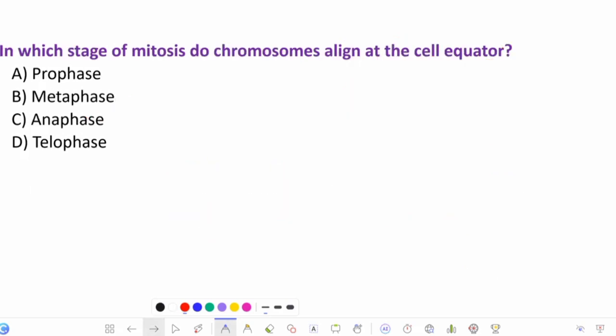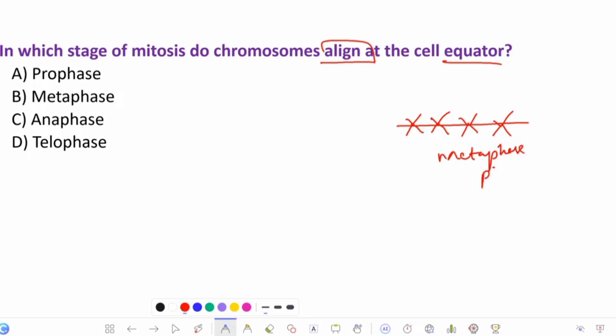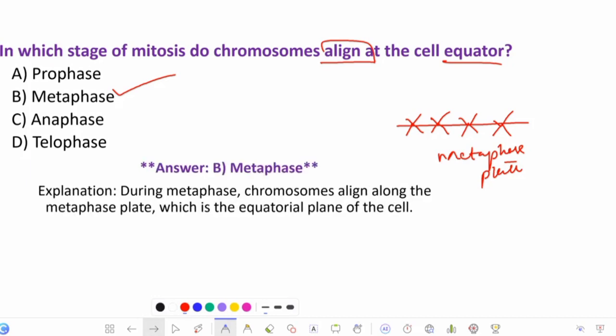At which stage of mitosis do chromosomes align at the equator of the cell? Chromosomes will align. For example, these are chromosomes and they are aligned at one plate, and this plate is known as the metaphase plate, and this phase is known as metaphase. When chromosomes align at the equatorial plate, this stage is known as metaphase.